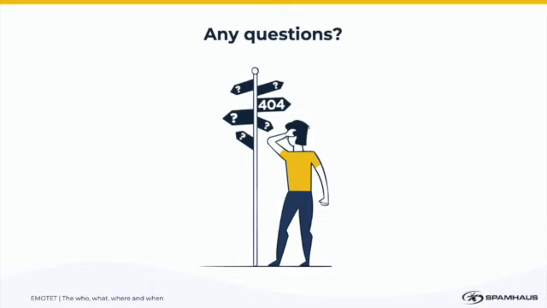Just got a couple more questions coming in. Just working through them now. From Steiner, will Emotet malware be discovered by the Spamhaus DBL? That's the domain block list.